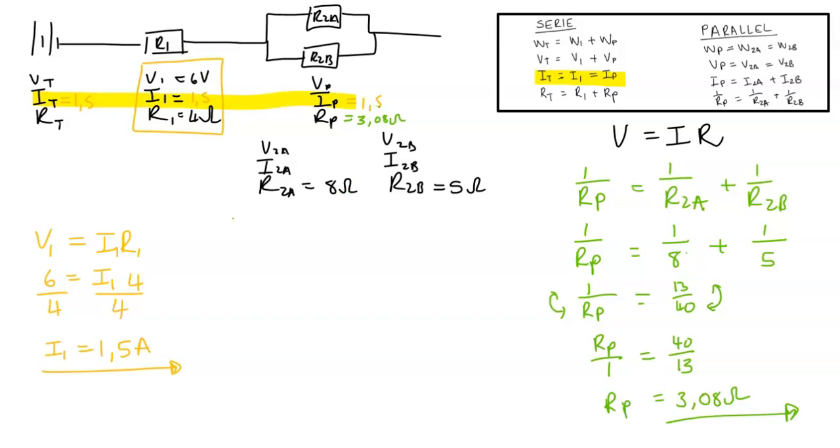Okay, so if we continue with this train of thought of looking for an information list where I have 2 of the 3 variables, can you see that I can determine my VP value? And again, we're just going to write the formula. So V equals IR.